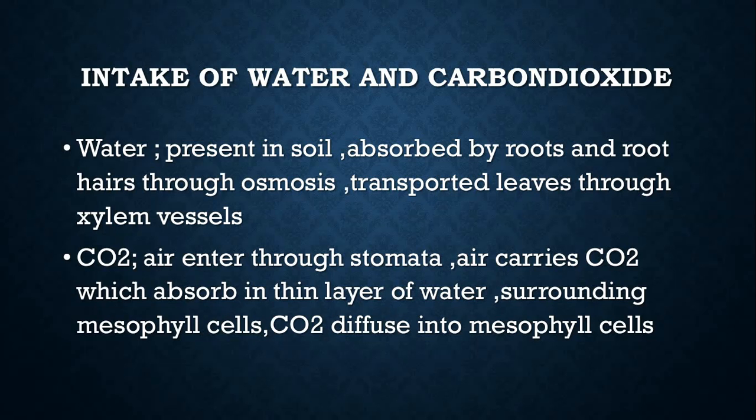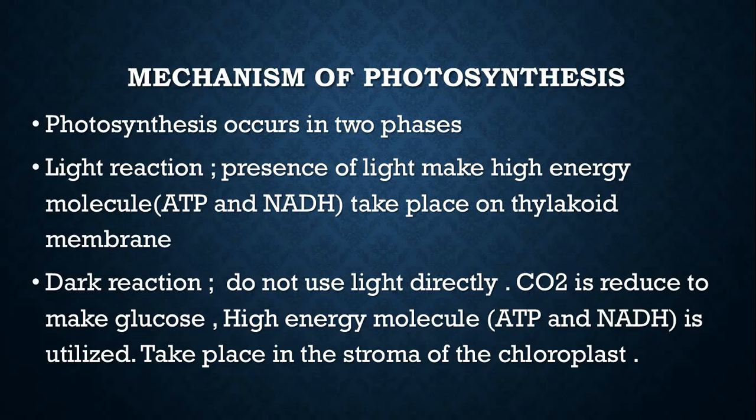And phloem tissue is also present in the plant. It is responsible for distributing food throughout the plant. What about carbon dioxide? Carbon dioxide enters through the stomata. Stomata are pores or openings present in the plant through which air enters. With the help of these stomata, air enters, and carbon dioxide is diffused into the mesophyll cells. In the mesophyll cells, water is present around them, where the carbon dioxide is diffused. The plant takes carbon dioxide in the mesophyll cells.